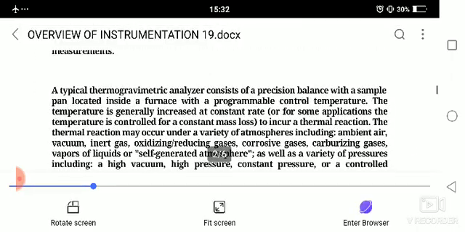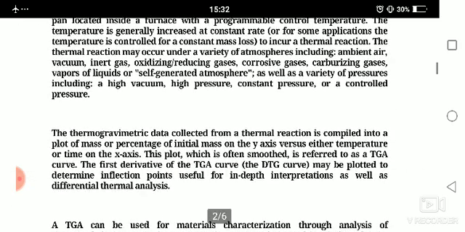A typical thermogravimetric analyzer consists of a precision balance with a sample pan located inside a furnace with a programmable controlled temperature. The temperature is generally increased at a constant rate to incur a thermal reaction. The thermal reaction may occur under a variety of atmospheres including ambient air, vacuum, inert gas, oxidizing, reducing and corrosive gases, carburizing gases, vapors of liquid or self-generated atmosphere, as well as a variety of pressures including high vacuum, high pressure, constant pressure or a controlled pressure.